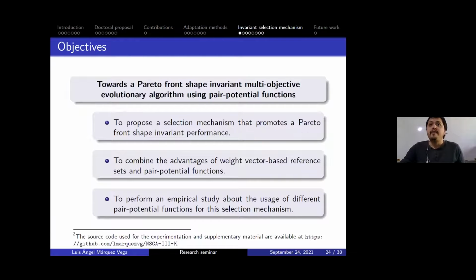As we found that the selection mechanism used for the adaptation method from AR-MOEA has some difficulties on certain Pareto front shapes, the following study is made with the following objectives. We want to design a selection mechanism that promotes a Pareto front shape invariant performance. We want to combine the advantages of weight vector-based reference sets and the use of pair potential functions. Also, we want to perform an empirical study about the usage of 7 pair potential functions for this selection mechanism.